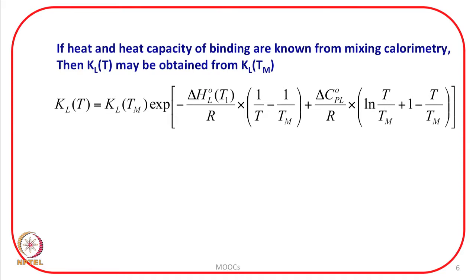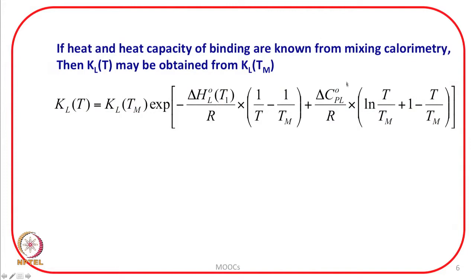Now the question is, for this we need to know the enthalpy of binding and heat capacity of binding, and if these two quantities are known from mixing calorimetry. Suppose we do not have instruments which give both the K and delta H very accurately, but we have an instrument like ITC, which can give you very correctly the value of enthalpy of ligand binding even if the binding is very, very strong. So, if we can determine delta HL from mixing calorimetry, and delta CP obviously can be obtained if you determine the temperature dependence of delta HL, then we can fix over here.